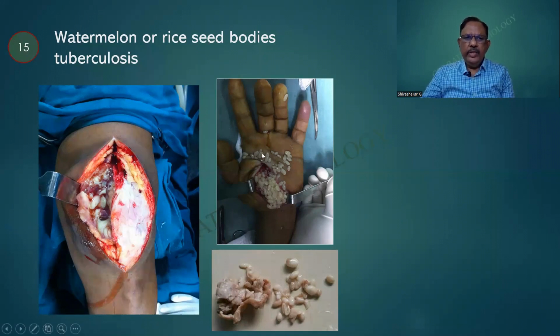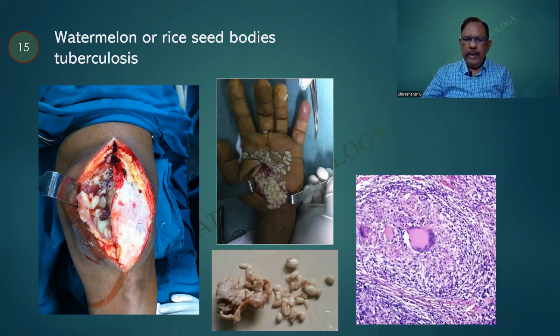Now, what are we seeing on the screen? A joint has been opened up and it is not homogeneous or hemorrhagic. Instead, I find that there are some loose bodies within the joint space. These are called rice bodies as such. Look at this picture also. Or some people describe it as watermelon seeds. These are classically seen in tuberculosis, but not always definitively so. So the granuloma with the Langerhans type of giant cells is seen over here.